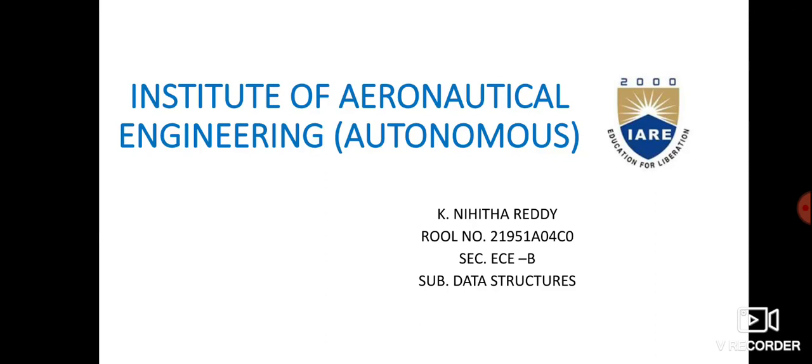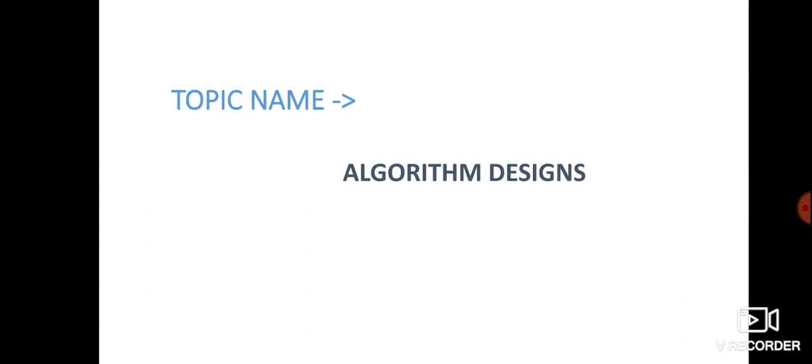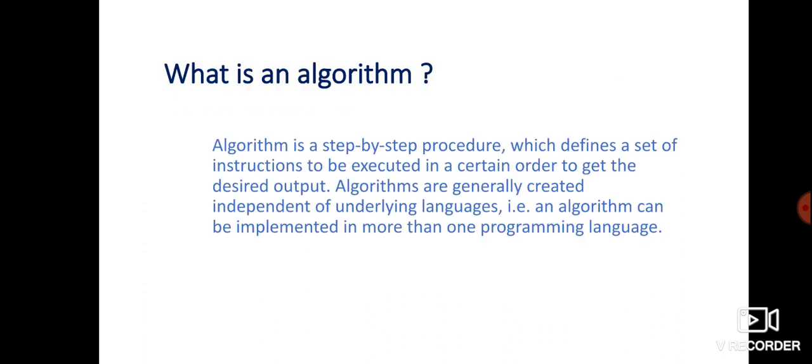I'm from EC branch. My subject is data structures and my topic is algorithm design. What is an algorithm? An algorithm is a step-by-step procedure which defines a set of instructions to be executed in a certain order to get the desired output. Algorithms are generally created independent of underlying languages. That is, an algorithm can be implemented in more than one programming language.